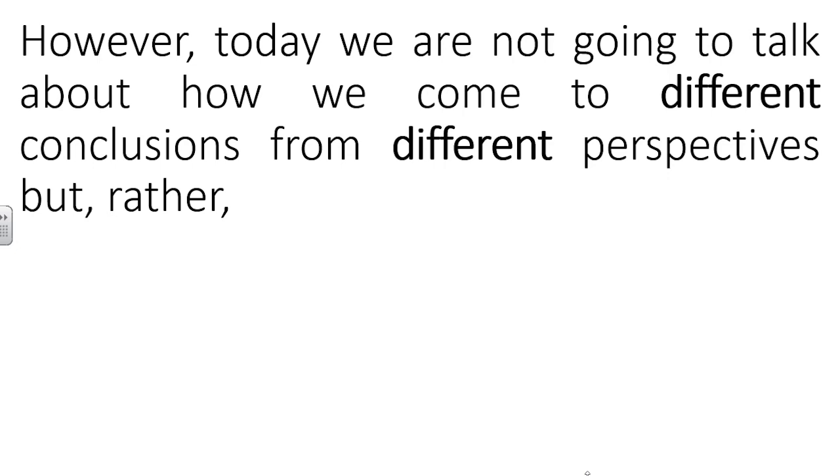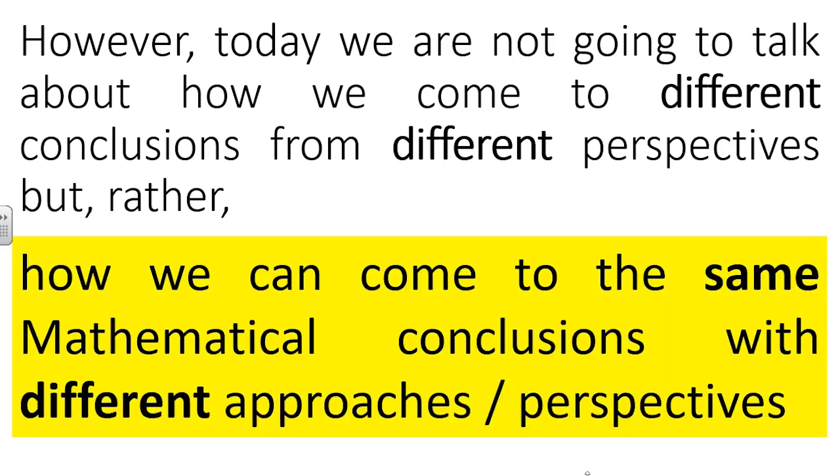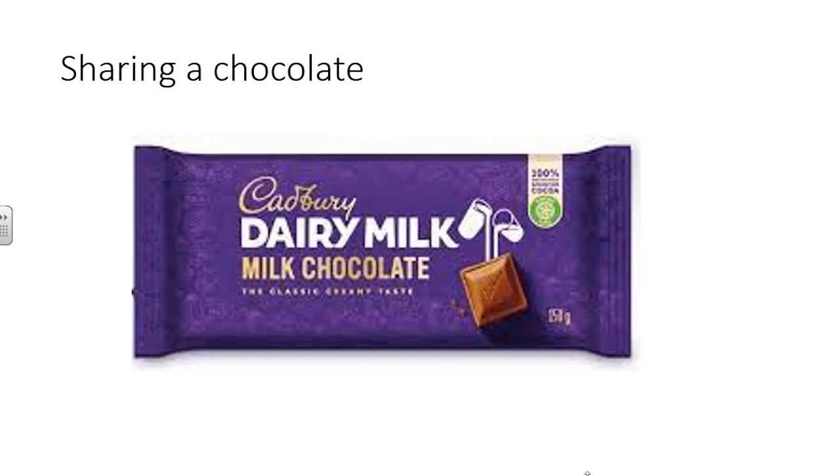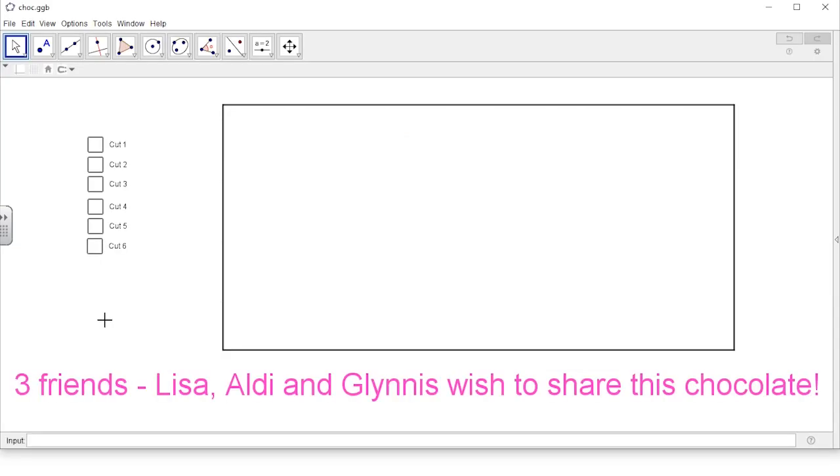Today, we're not going to talk about how we come to different conclusions from different perspectives, but rather how we can come to the same mathematical conclusions with different approaches or perspectives. We'll start off by looking at the context of sharing a chocolate. So, three friends, Lisa, Aldi, and Glynis, wish to share this chocolate.